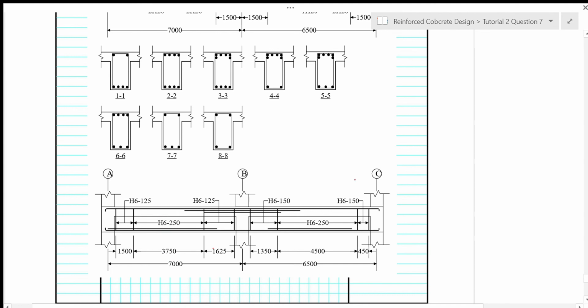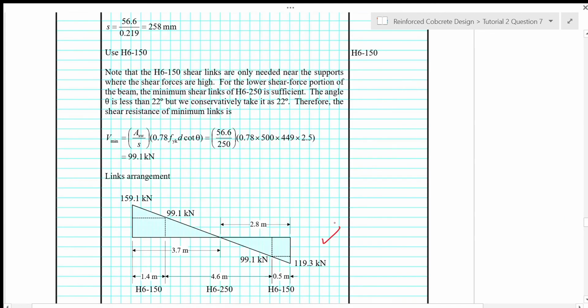And then for span BC, we refer to this figure here. On the left hand side of span BC, you need 1.4 meters of H6 at spacing of 150, and on the right hand side we need 0.5 meter of H6 at spacing of 150, and then the rest we can have H6 at spacing of 250. So remember that these are the centers of the supports.